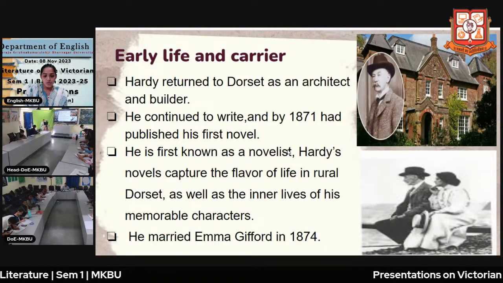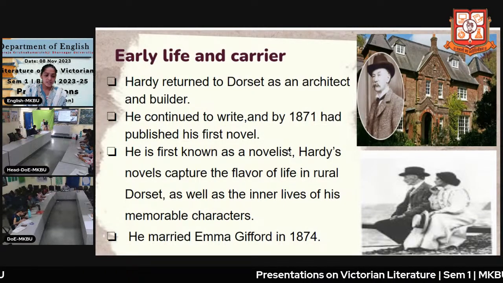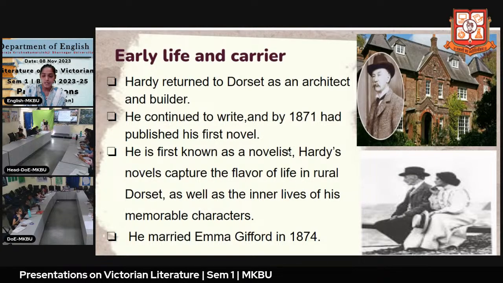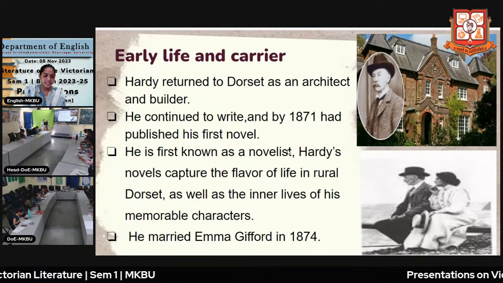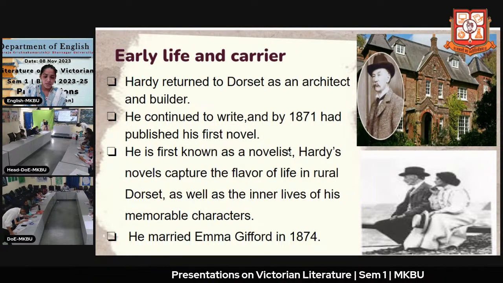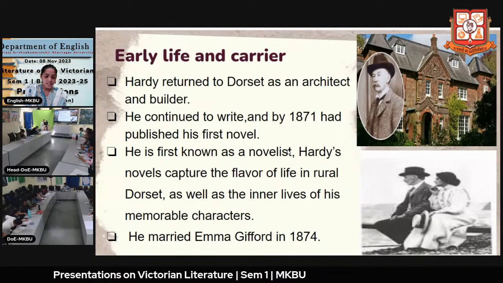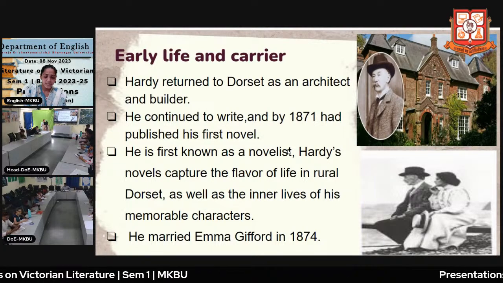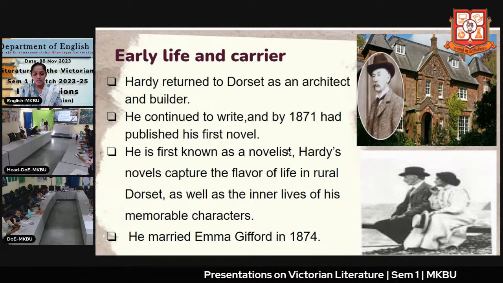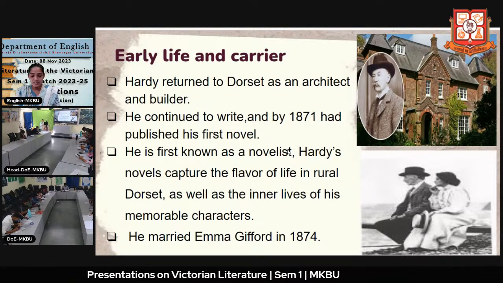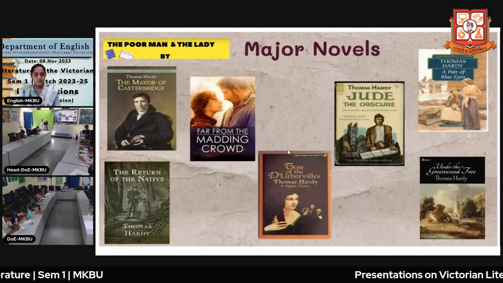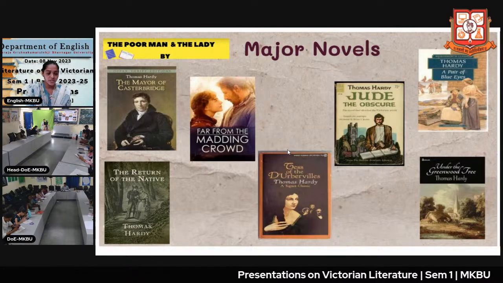When Hardy returned to Dorset as an architect and builder, he continued to write, and by 1871 had published his first novel, named Poor Man and the Lady. He is first known as a novelist. Hardy's novels capture the flavor of life in rural Dorset as well as the inner lives of his memorable characters. He married Emma Gifford in 1874, and when Emma Gifford passed away, he married his secretary, who was 39 years younger.